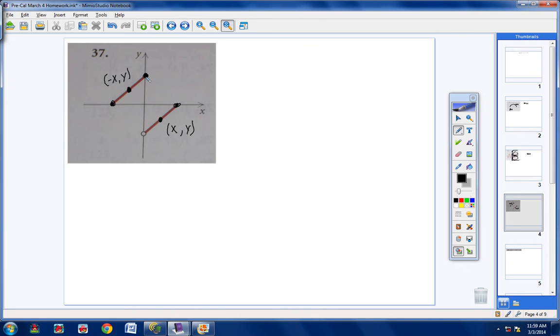See this point right here? That is not going to be y-axis symmetric to this point here, because this point right here that my pen is on right now is not colored in. It's undefined.